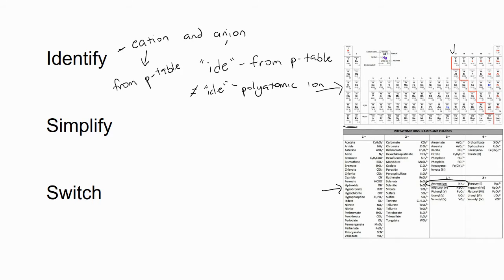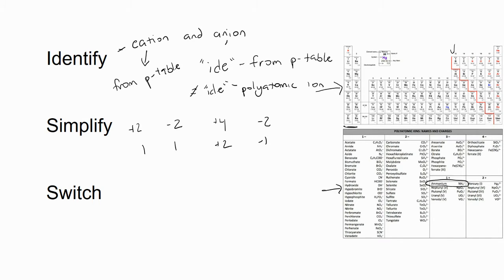The simplify step just means that you should look at the charges for your cation and your anion. You will have a plus charge for the cation and a minus charge for the anion. And what you want to do is simplify those numbers so that you get the simplest possible ratio between them. So if your cation was +2 and your anion was -2, then that really is simplified down as a 1-to-1 ratio. Or if you have something like a +4 and a -2, then that simplifies down to a 2-to-1 ratio. So just simplifying the charges down to the simplest ratio that you can between the two of them.